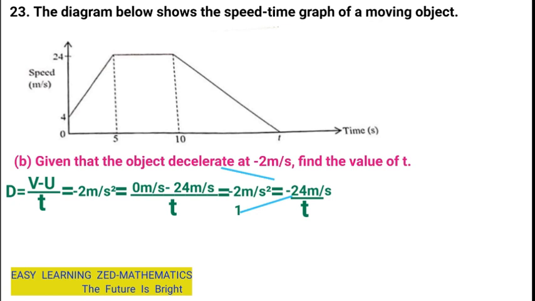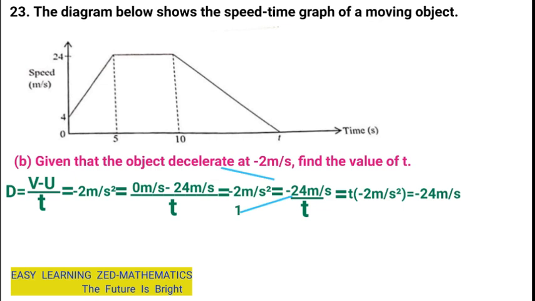If you're wondering where the 1 has come from, it has come from nowhere. When a whole number is written, you can make it a fraction without it losing its value by putting 1 as its denominator. So that's what I did there. Then negative 2 meters per second squared times t gives us t multiplied by that, and 1 multiplied by negative 24 meters per second gives negative 24 meters per second.